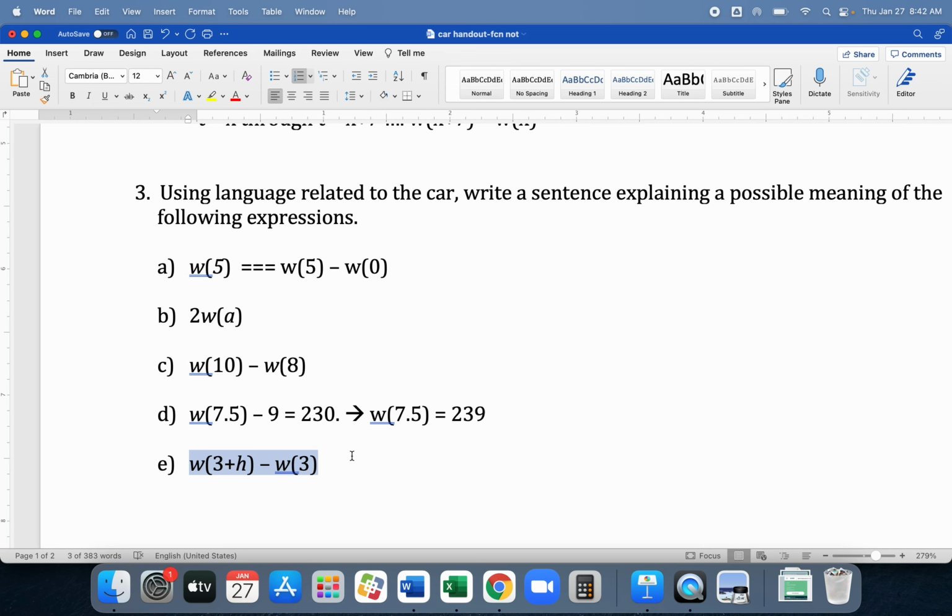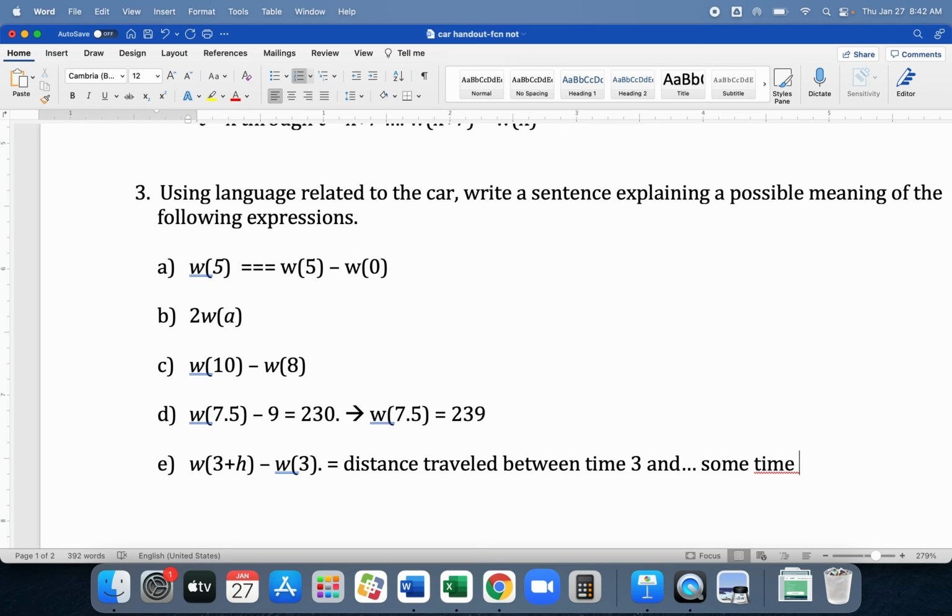So W of 3 plus H minus W of 3. That would be a how-far-it-traveled-between sort of question, between when and when. I would say it's any interval after 3 seconds. Yeah, this would be the distance traveled after 3 seconds, and I don't know how far after 3 seconds, up through H seconds later. So between time 3 and a mystery time, H seconds later.